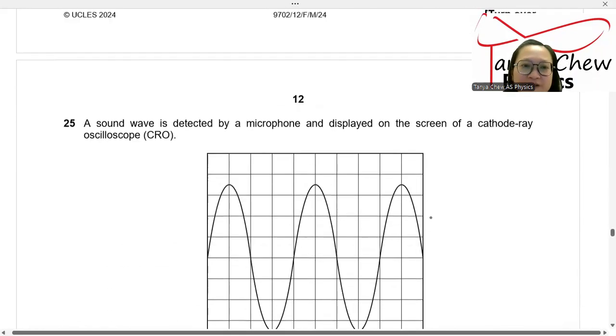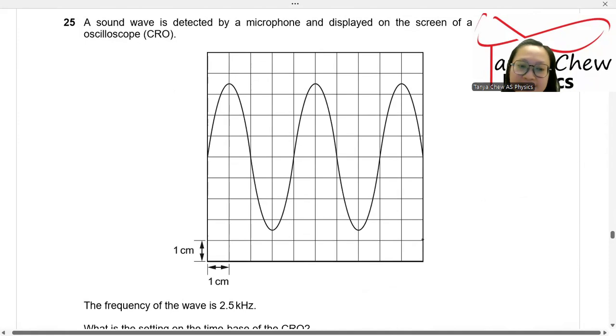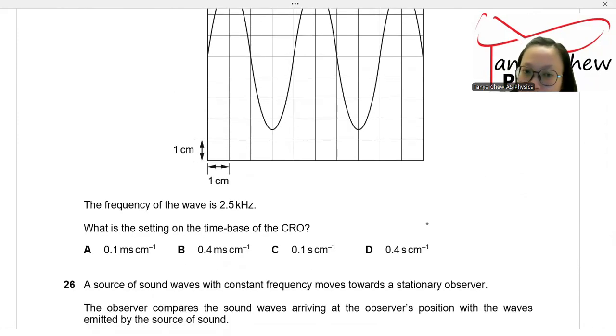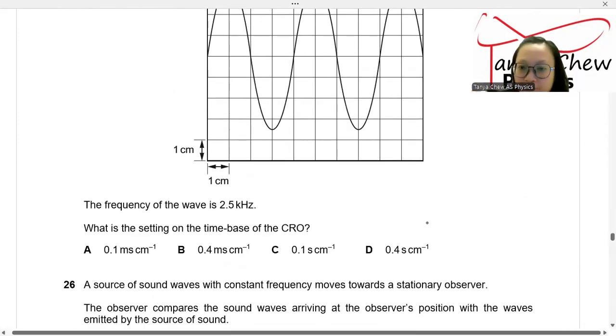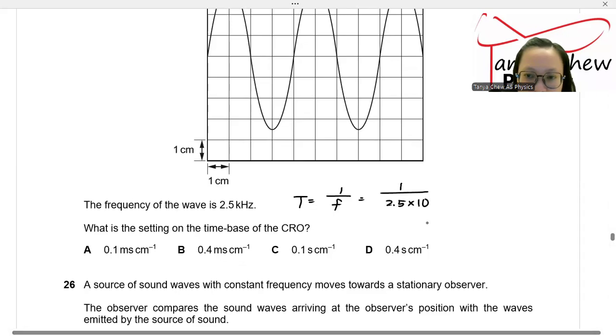Number 25, a sound wave is detected by the microphone and displayed on the screen of a cathode ray oscilloscope, CRO. Frequency of the wave is 2.5 kilohertz. What is the setting on the time base of the CRO? Since the frequency is being given, I have to find the period first, because from period, then only I can determine the time base. Period is equal to 1 over frequency. So 1 over 2.5 kilo, times 10 to the power of 3. So the period is 4 times 10 to the power of -4 second.